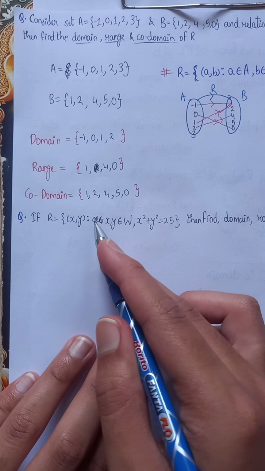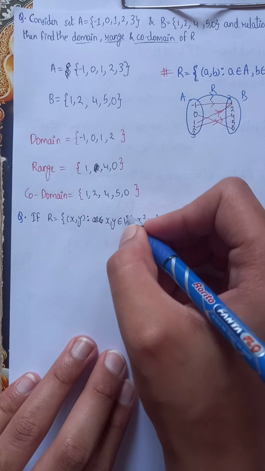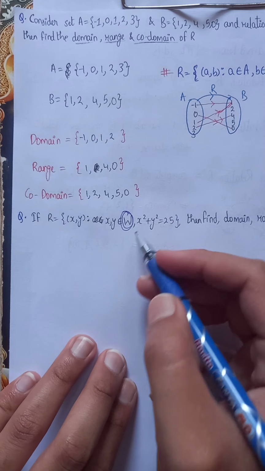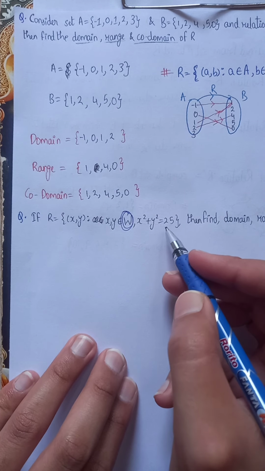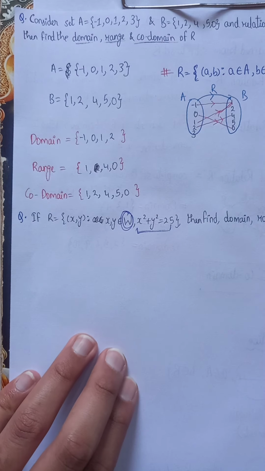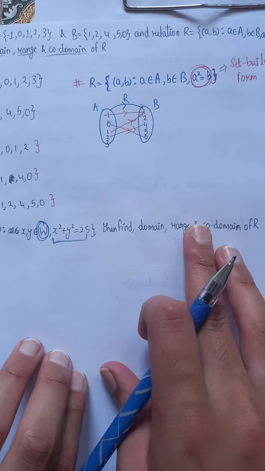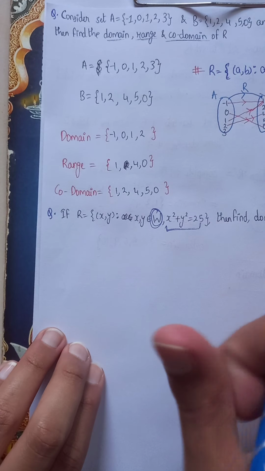So R is equal to (x, y), where x, y belongs to whole numbers, and x square plus y square is equal to 25. This is the rule to relate the elements. Okay, so now find the domain, range and codomain of R.